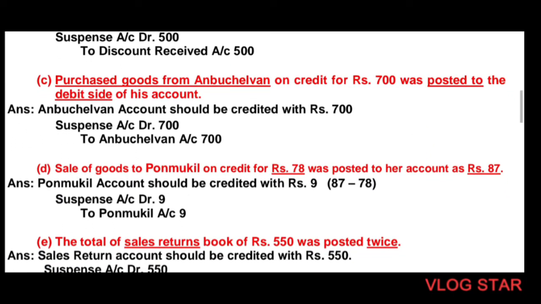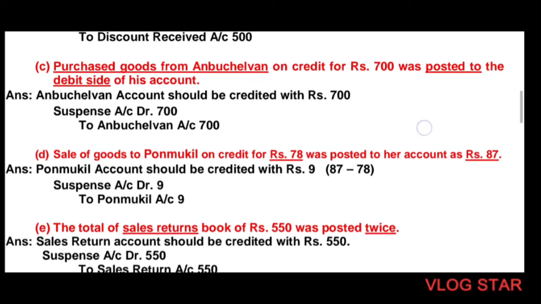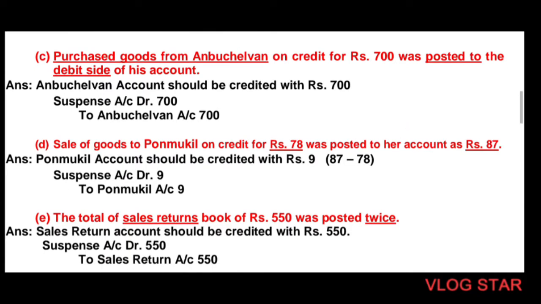Next question. Purchase goods from Anbu Chelvan on credit for rupees 700 was posted to the debit side of his account. So it has been wrongly posted on the debit side. Purchase goods from Anbu Chelvan. What is the normal journal entry?